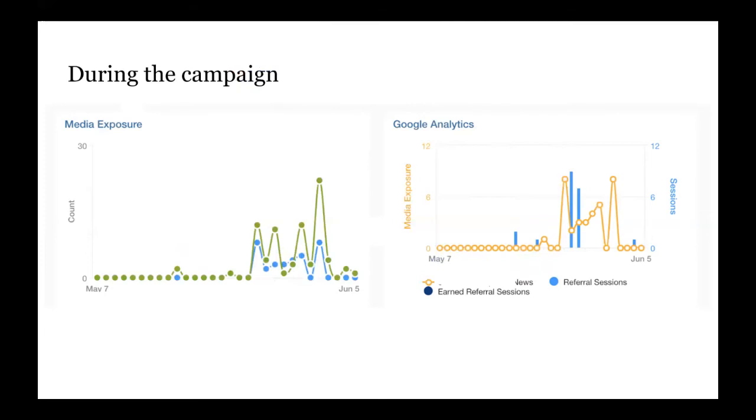Meltwater and Cision are tools that are also used for media monitoring and catching that media coverage and counting those impressions, and they're very helpful to see visuals like this side by side with your Google Analytics and everything.